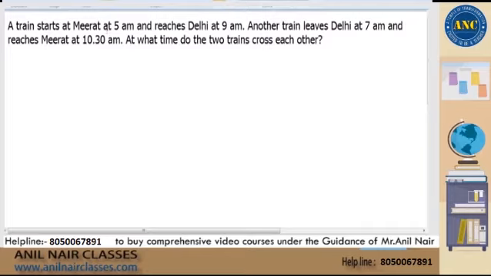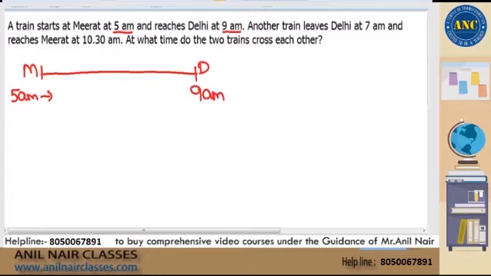Now see here. A train starts at Meerut at 5 a.m. and reaches Delhi at 9 a.m. I'll draft the diagram. A person is starting from Meerut to Delhi. At Meerut he will start at 5 a.m. He is reaching Delhi at 9 a.m. That means the starting and ending times are given in this question. Unlike the previous question, where ending time was not given, in this question it is given.